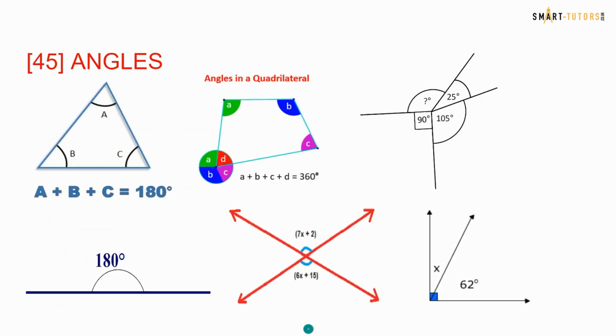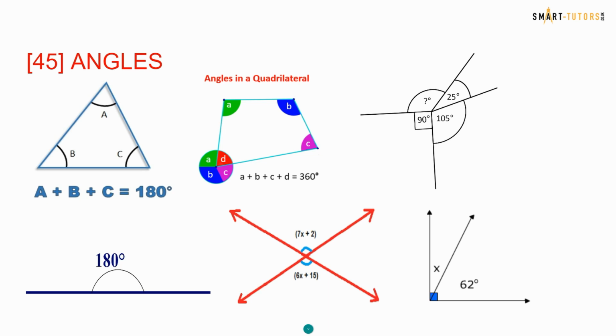Topic number 45, angles. You must be familiar with the basic information. Sometimes you make careless mistakes, so make sure you understand the basics. Angles in a triangle add up to 180 degrees. Angles in a quadrilateral add up to 360. Angles around a point add up to 360.